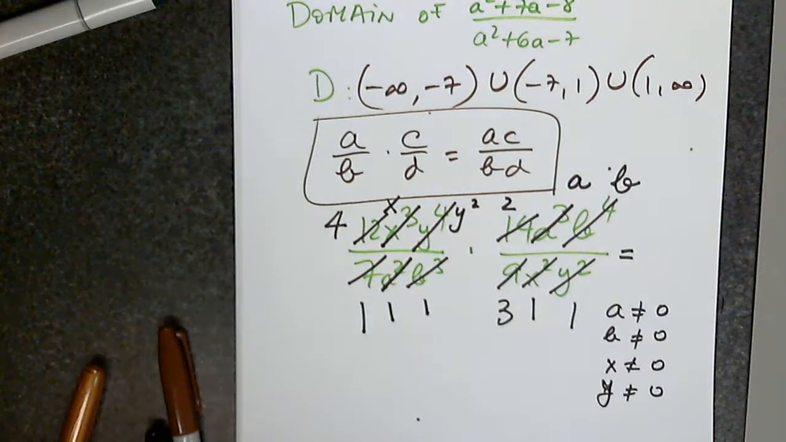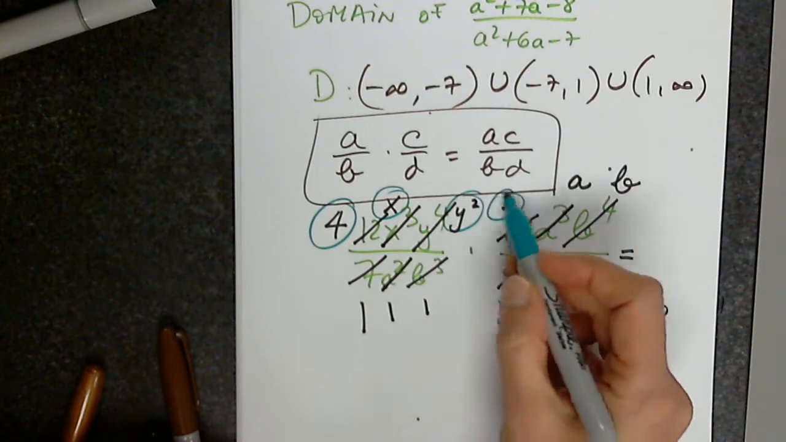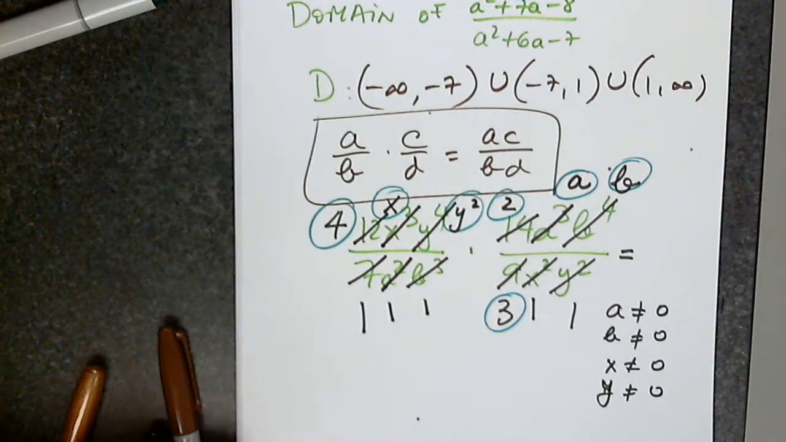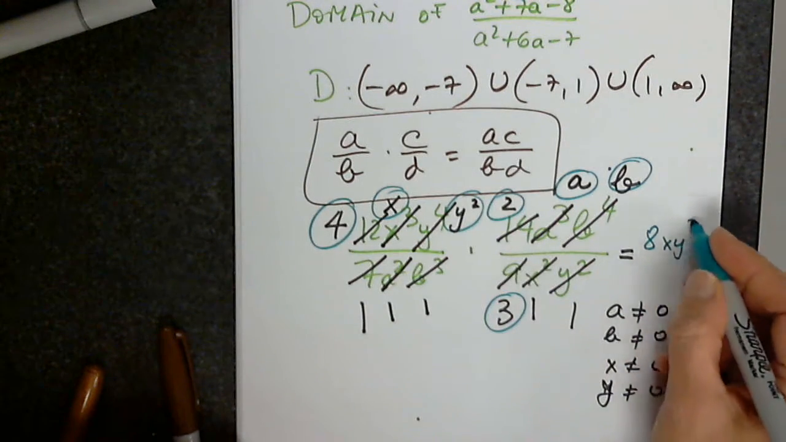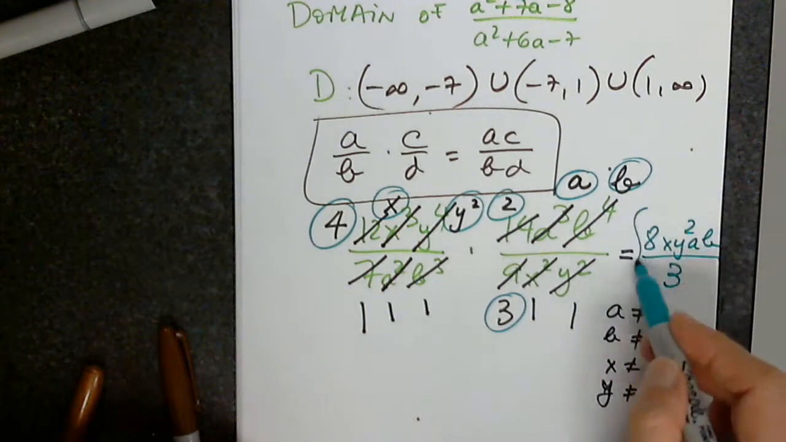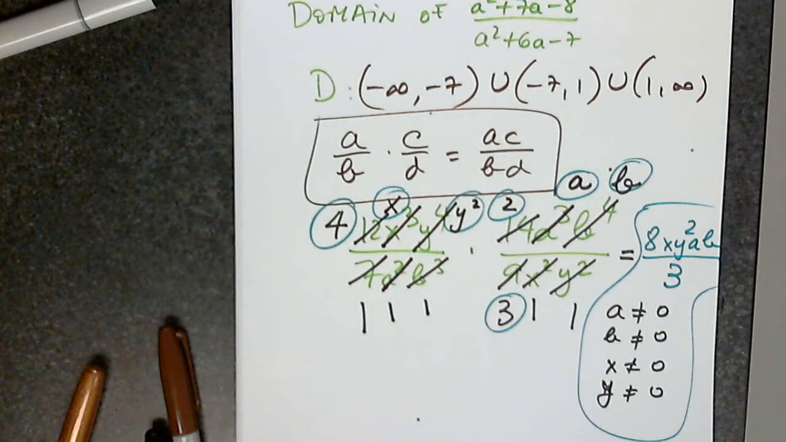Therefore, the simplified form, I see a 4. So I see a 4, an x, a y squared, a 2, an a b, and a 3. So then 4 times 2 is 8. X, y squared, ab divided by 3. This is the correct answer. The simplified form of this product is 8xy squared ab over 3, assuming nothing in the denominator is 0.